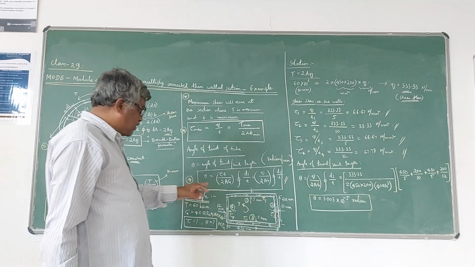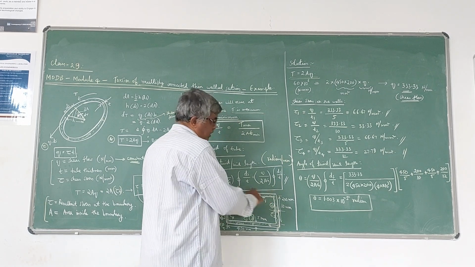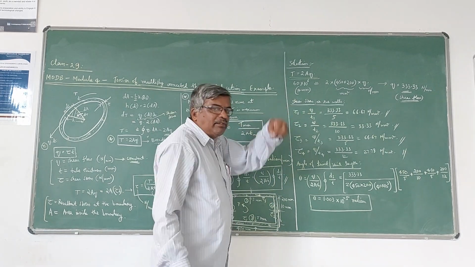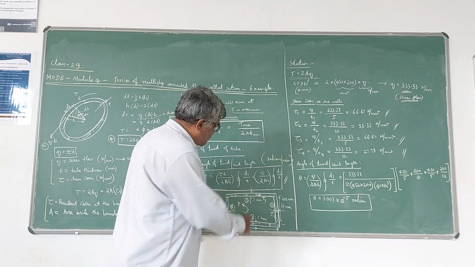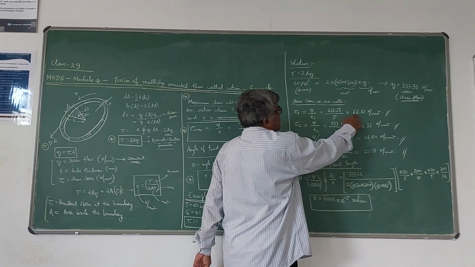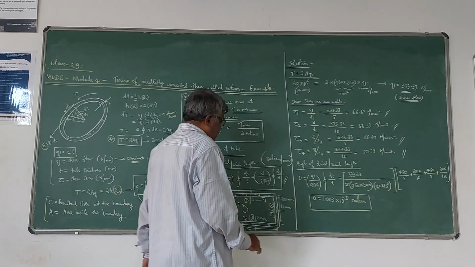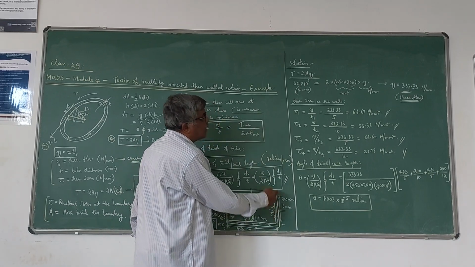So now let us take tau 1. Tau 1 is the shear stress in the first segment, which is nothing but Q by t1 we have to take. So Q is constant here. The thickness t1 of this first one is 5 mm. So 333.33 divided by 5 is 66.66 Newton per mm square. That is the shear stress in this segment or in this wall.